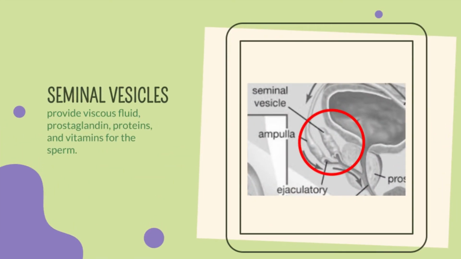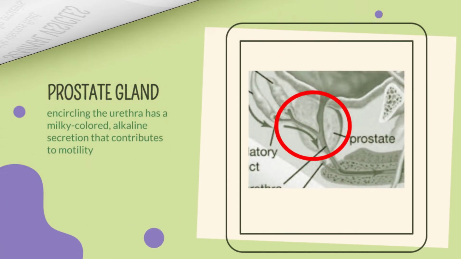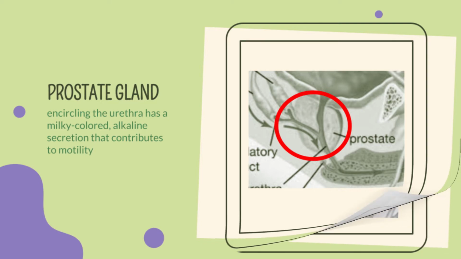The seminal vesicles next to the ampulla provide viscous fluid containing fructose as an energy source for the sperm, prostaglandins for the sperm's mobility and viability, proteins that cause coagulation reactions, and vitamins to immunize the seminal fluid. Prostate gland encircling the urethra has a milky-colored alkaline secretion that contributes to motility. It is known for having inflammation, infection, and the third most prevalent cancer in men.